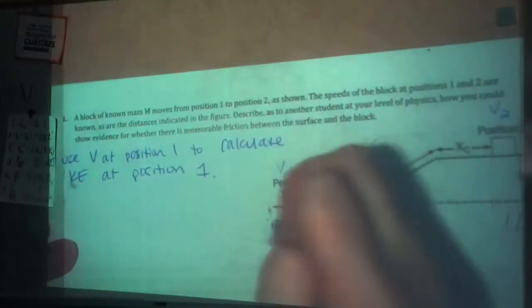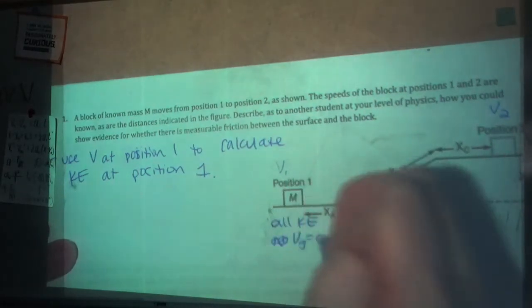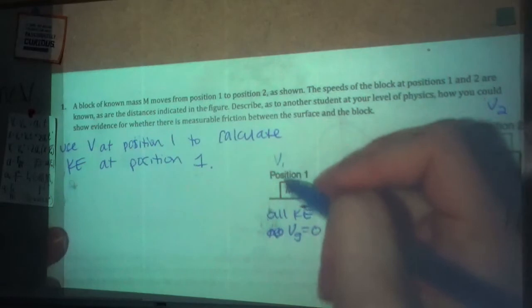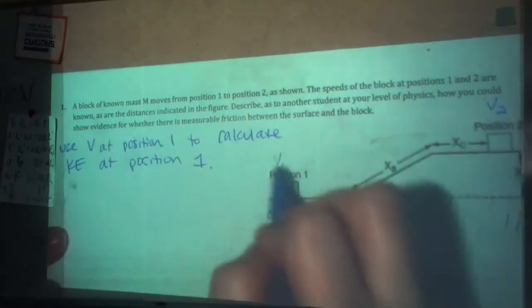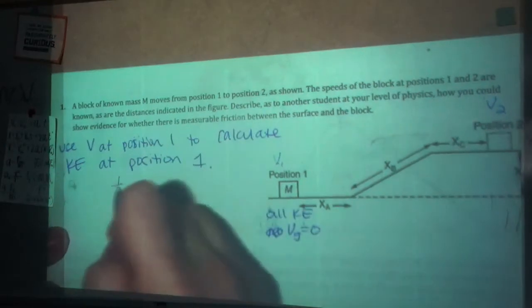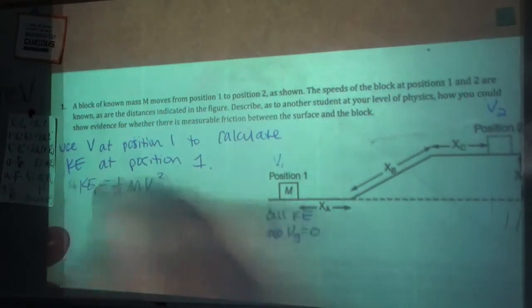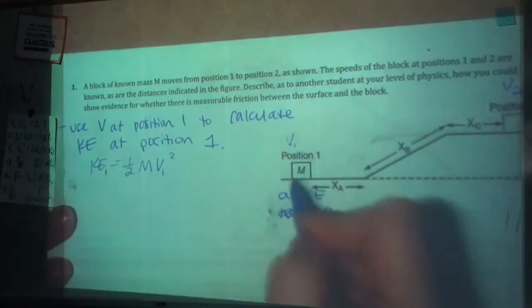Because this one is all kinetic energy, I'll just say UG is 0 here. All we would need to do is calculate kinetic energy. I know the velocity here and I know the mass, so that would be an easy 1/2 mv1 squared for my kinetic energy at 1. I'll just use the subscript 1 to say at this position.